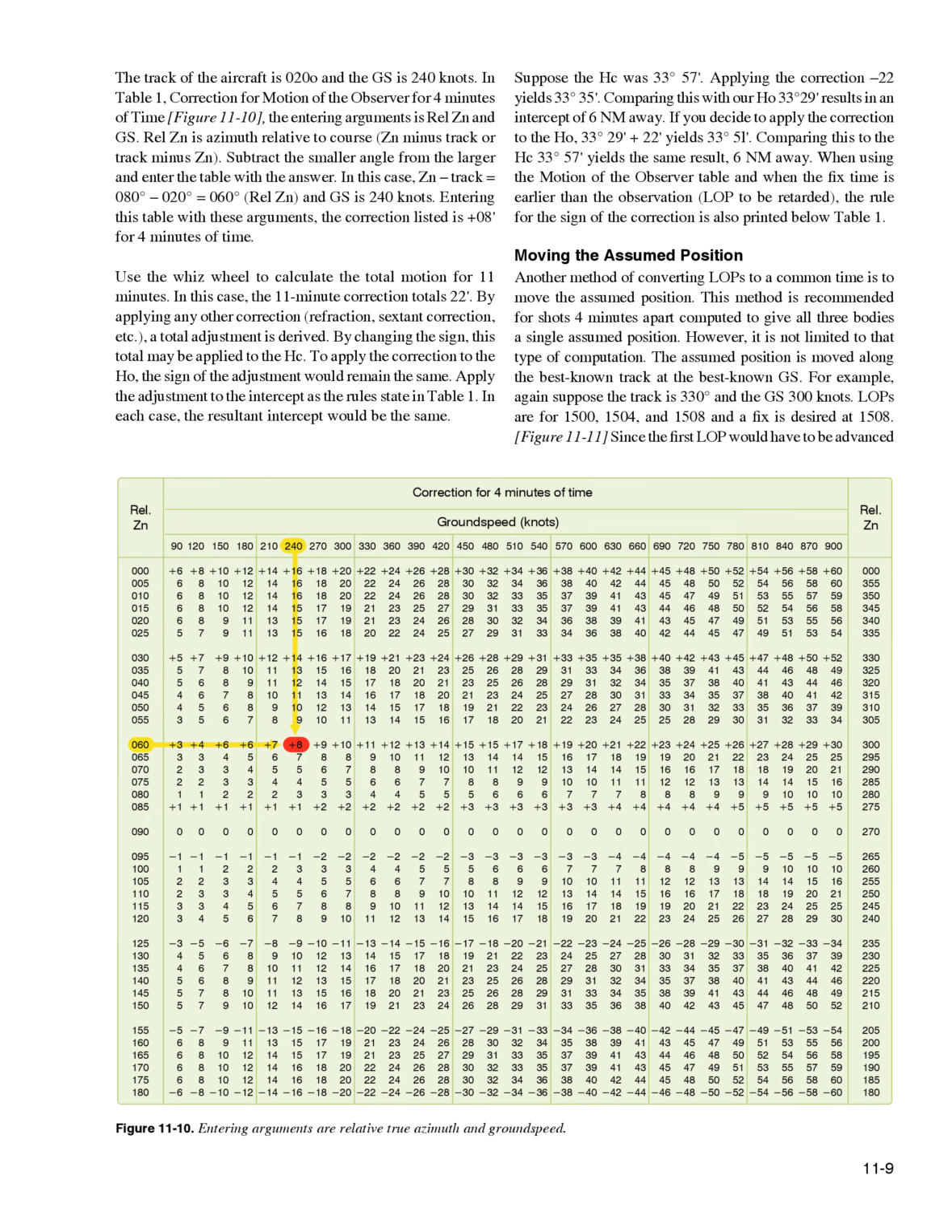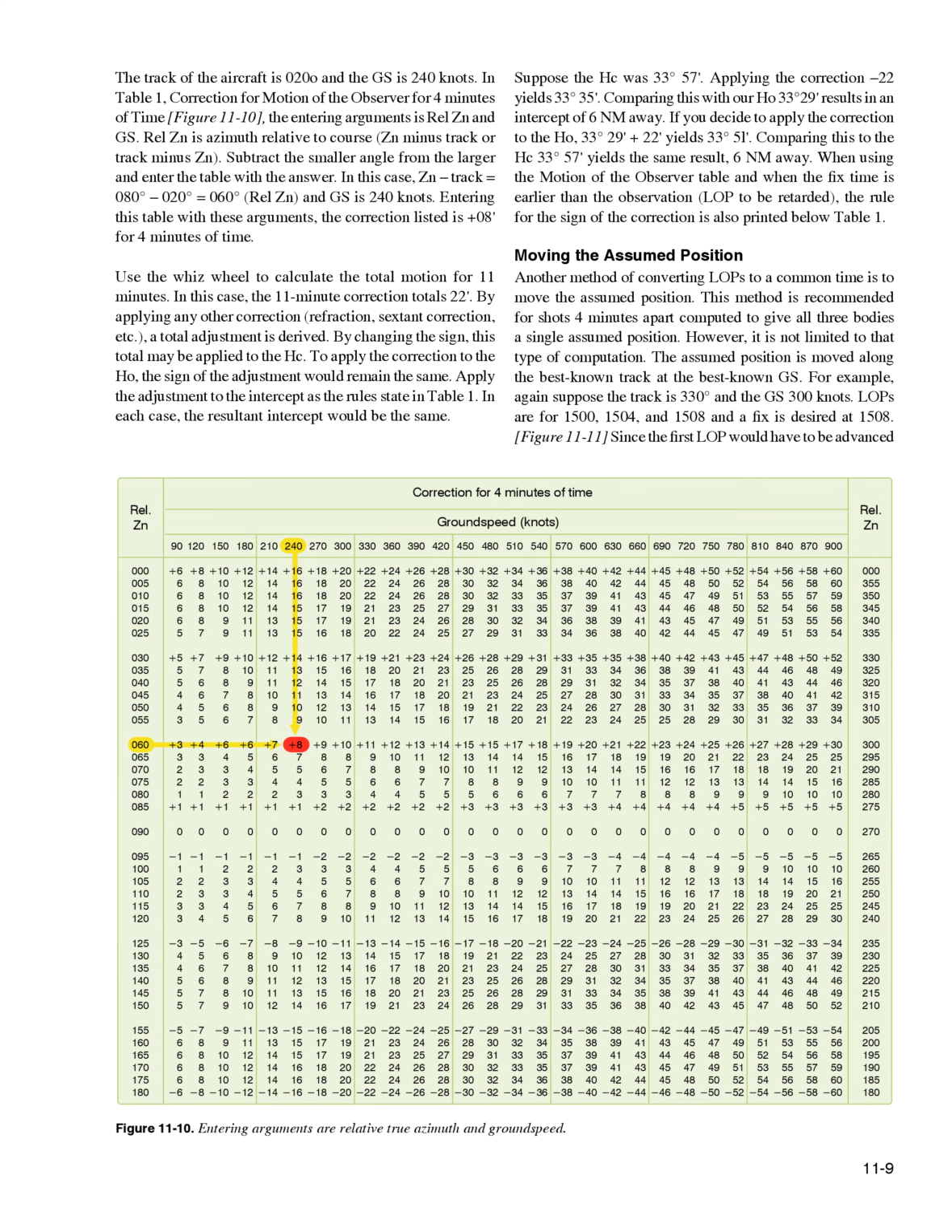If you decide to apply the correction to the HO, 33 degrees 29 plus 22 yields 33 degrees 51. Comparing this to the HC 33 degrees 57 yields the same result, 6 nautical miles away. When using the motion of the observer table and when the fixed time is earlier than the observation, LOP to be retarded, the rule for the sign of the correction is also printed below Table 1.